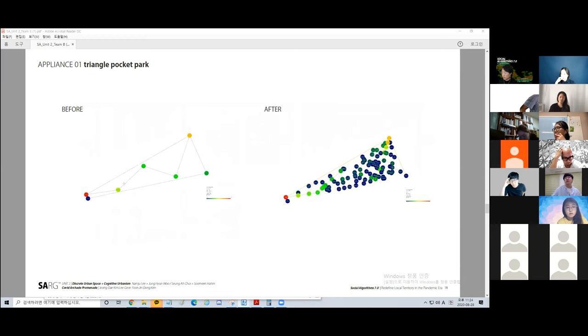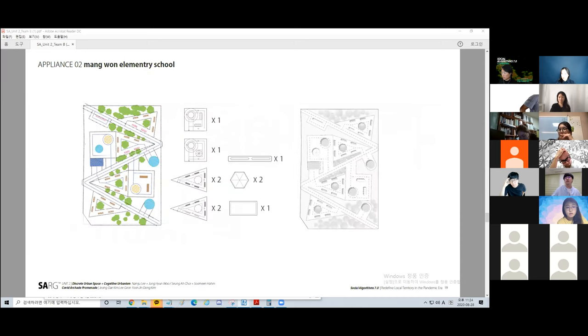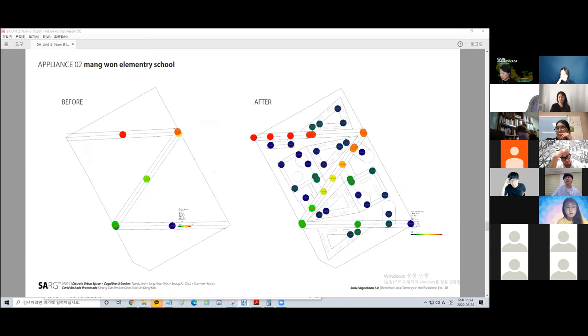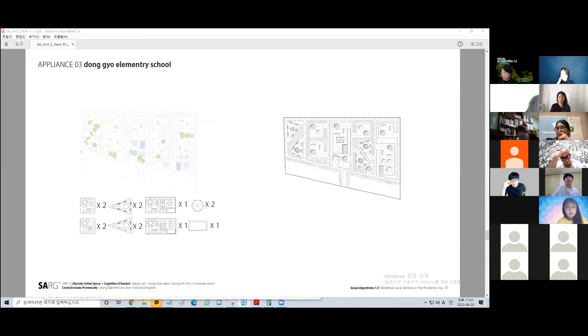And this is the betweenness analysis changed by network insertion. And this is for Mangwon Elementary School. We also used the zigzag concept for the rectangular area this time. And this is the network analysis. This is for Donggyo Elementary School.